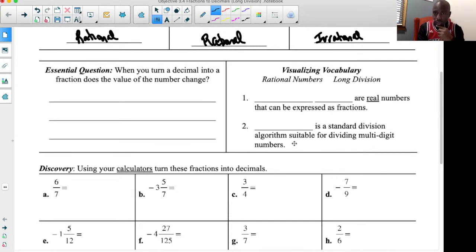Rational numbers we know are real numbers that can be expressed as fractions, and long division is what we're going to dive into today. I want to be able to help you take problems such as division problems and represent these fractions as decimals using something called long division. Now, long division is a standard division algorithm suitable for dividing multi-digit numbers.